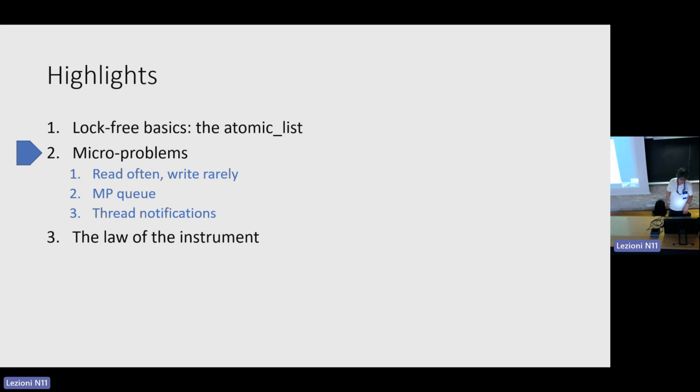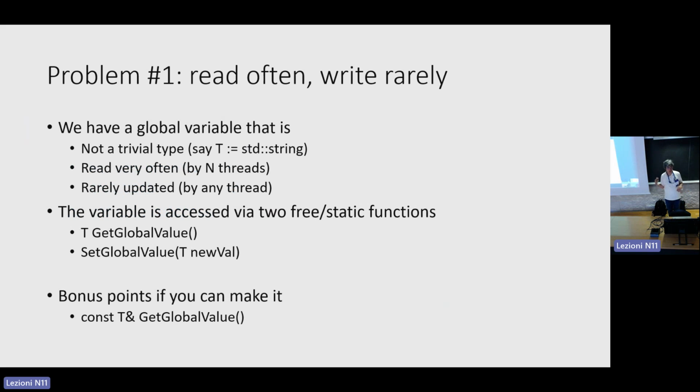So the first problem is called read often, write rarely. These are the hypotheses of the problem. It's pretty common. You have a global variable. You read it very often from multiple threads. And sometimes, but really sometimes, you update it. You have an interface, you have 2 functions to read and set the variable. And you want to optimize this to the extreme.